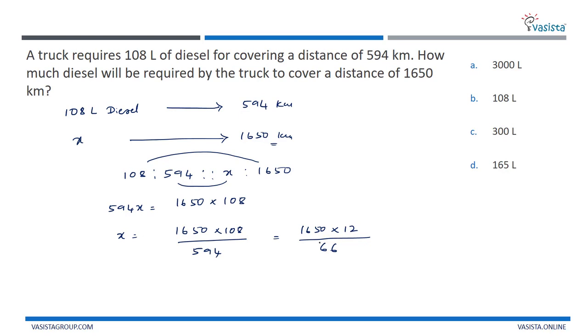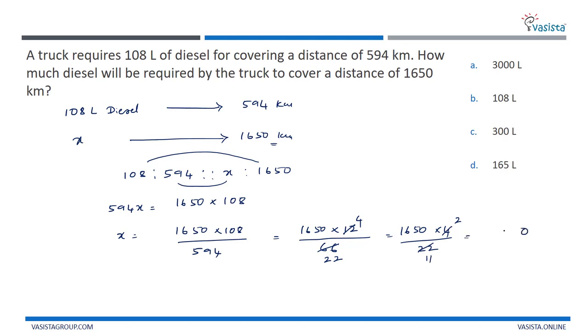Let me start with 3. 3 4s are 12, 3 2s are 6. This will become 1650 into 4 by 22. Now directly I can go with 2 again. 2 2s are 4, 2 11s are 22. Multiply this and divide, you will get the answer.